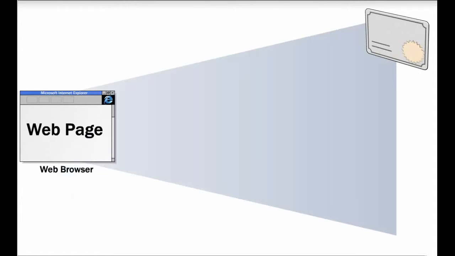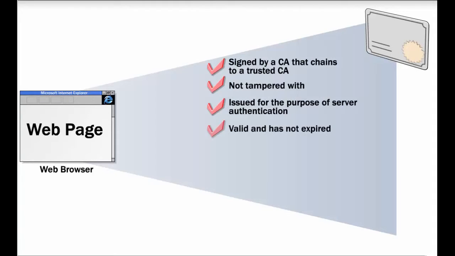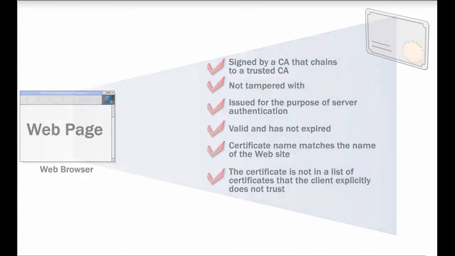The web browser then examines the certificate and confirms that the certificate has been signed by a certificate authority, or CA, that chains to a trusted CA, that has not been tampered with, and that has been issued for the purpose of server authentication. In addition, the web browser also checks that the certificate is still valid and has not expired, that the name of the server certificate matches the name of the website, and that the certificate is not part of a list of certificates that the client explicitly does not trust.